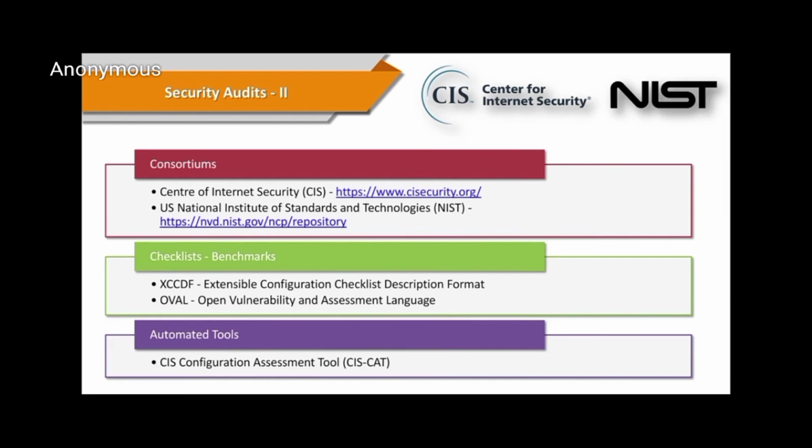You can, of course, create your own tool to automate your audits or use the tools created before. CIS has a tool. It's called CIS-CAT, CIS Configuration Assessment Tool, which automates benchmarking of a number of operating systems.